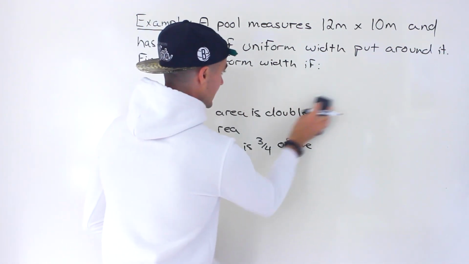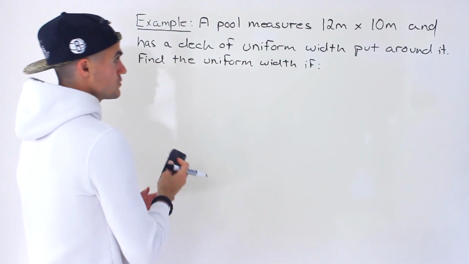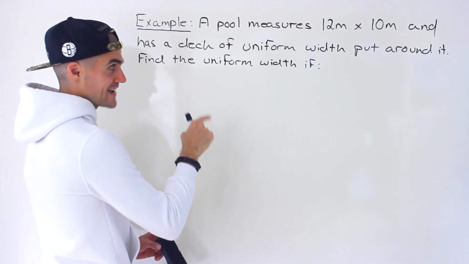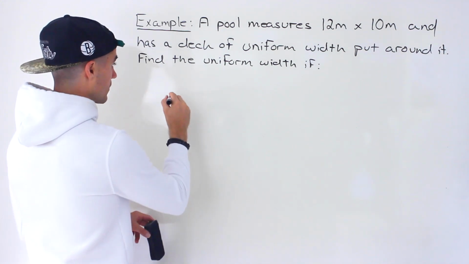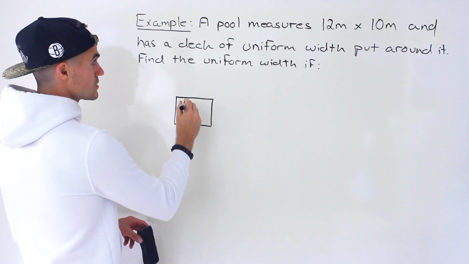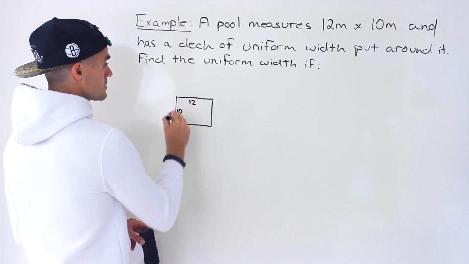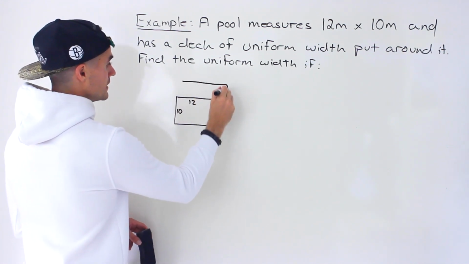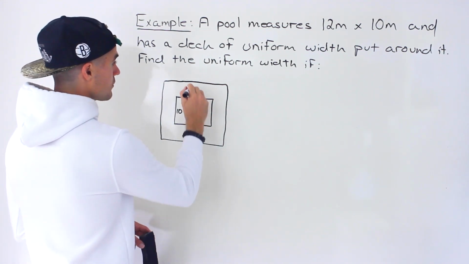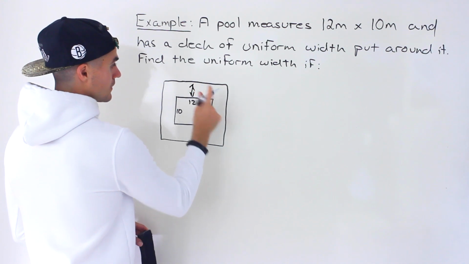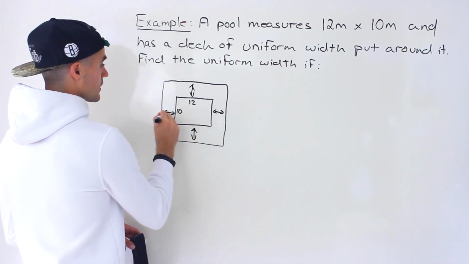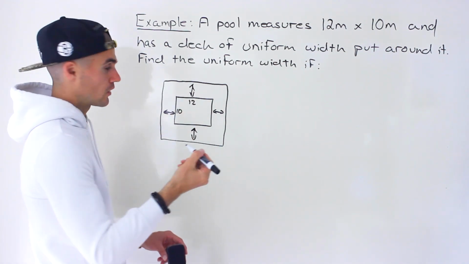Now, before actually getting into any of these parts, I want to create some general expressions for the pool area, the deck area, and then the entire area. So if we draw a diagram here, if this is the pool over here, so this is 12 meters by 10 meters, and then we have a deck of uniform width put around it. Now, what does uniform width mean? It means that this width here is going to be the same as this width, and then this width right there. And that's what we're actually going to be solving for in each of these scenarios.